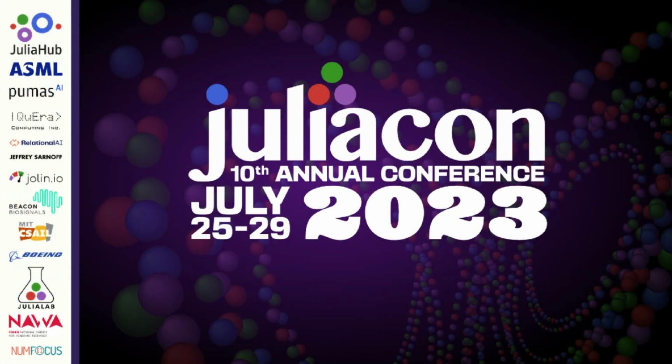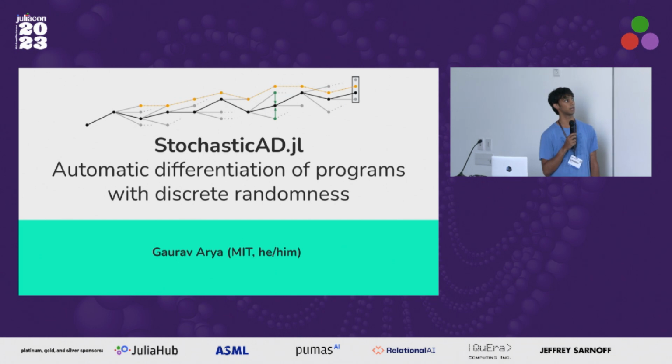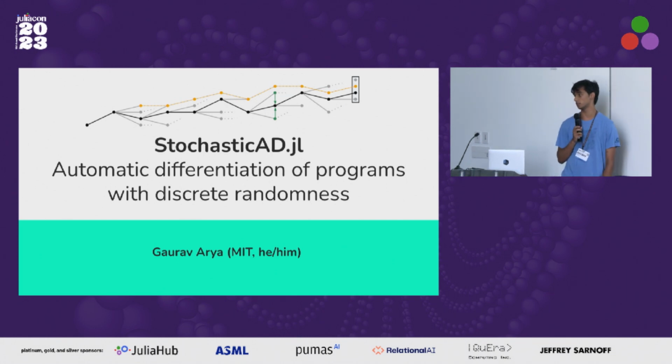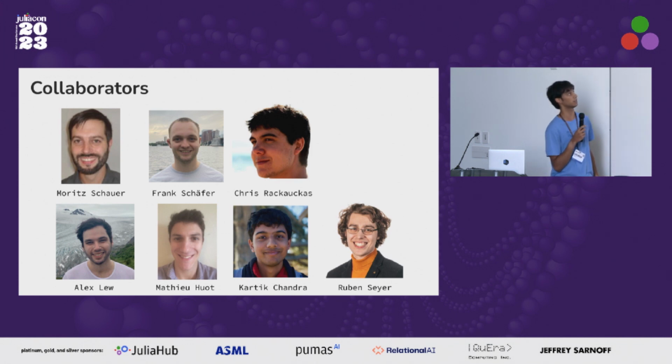So hi everybody, I am an undergraduate at MIT, and for around the last year and a half or so, I've been working in the Julia lab here on this problem of automatic differentiation of programs that contain discrete randomness. There's also an associated package called StochasticAD.jl that I'm going to demonstrate a bit today. Everything I'll talk about today has been joint work with a bunch of wonderful people, many at MIT, some in Sweden at Chalmers University.